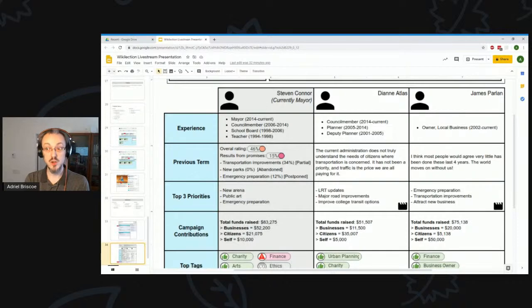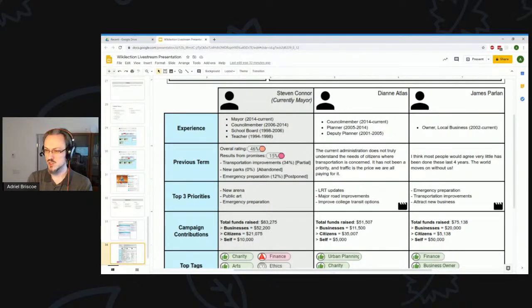And then Diane is currently a council member. Before that, she was a planner, and before that, she was the deputy planner. So we can start to get a picture of what their skills are, and where they might fit. And you can see here that James was, or I guess currently is, a business owner, and there's likely to be some relevant skills there as well. Underneath that, we have things like the previous term, where that might not end up being in the finished thing, just because if you're not the incumbent, you don't have a previous term.